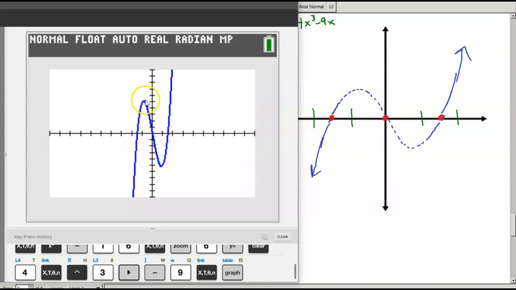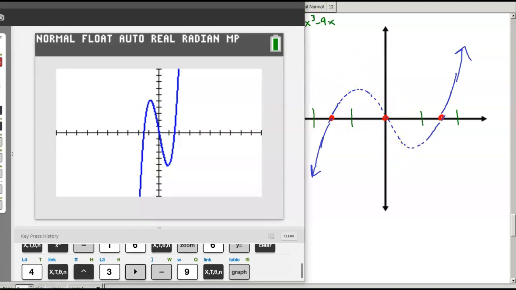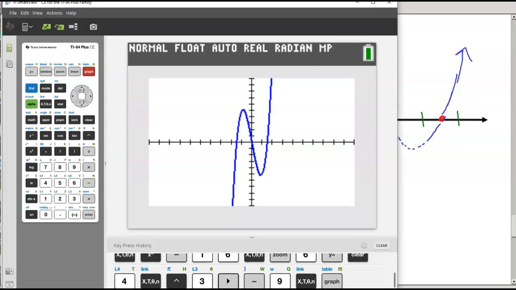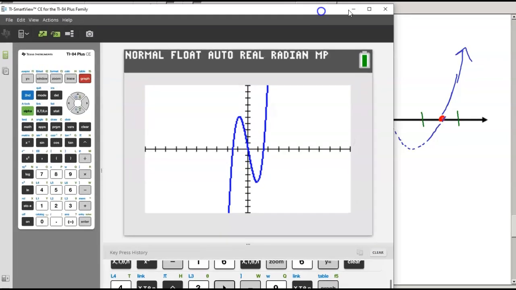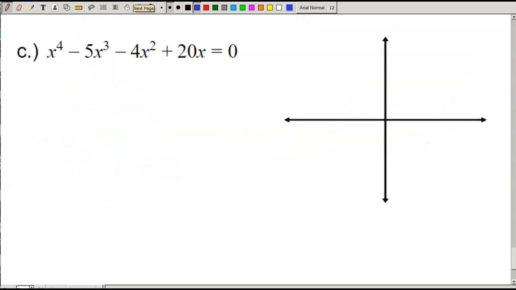Again, if you look at these little relative maximums and minimums, we didn't do a perfect sketch. If we were going to do a perfect sketch, then we would have to use maybe a table of values and get a bunch more points on the graph. But we don't need to do that necessarily here. This is a decent sketch. It shows the zeros and it shows the general behavior of that graph. All right, one more. Let's look at C.